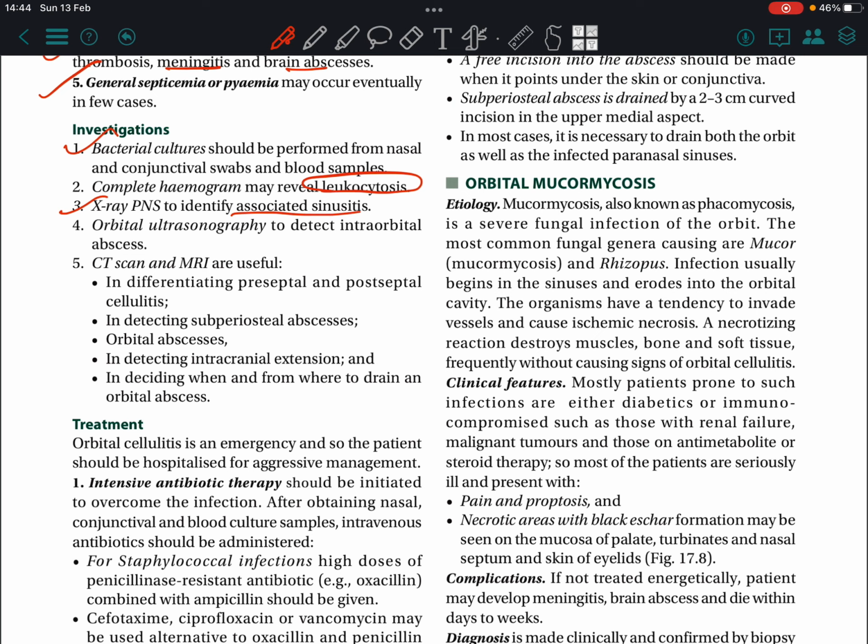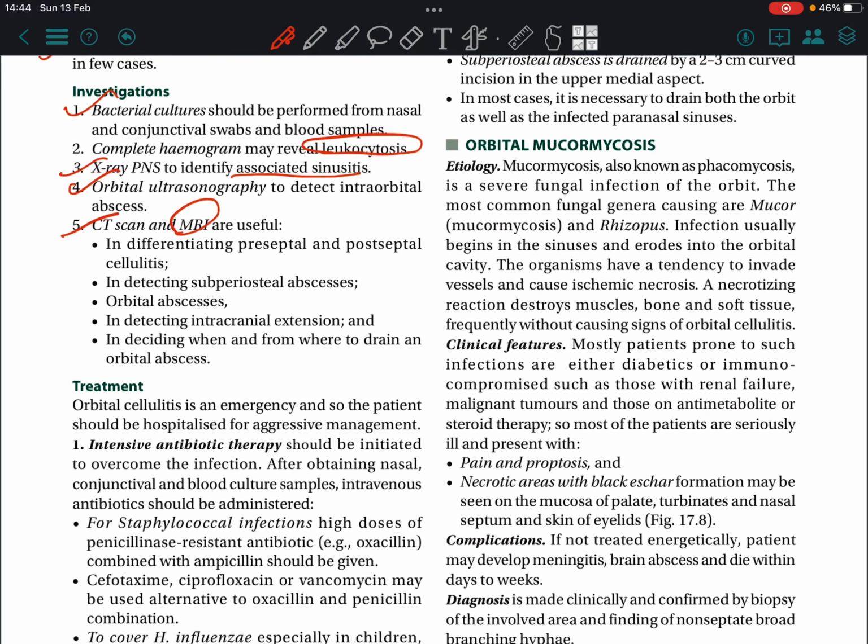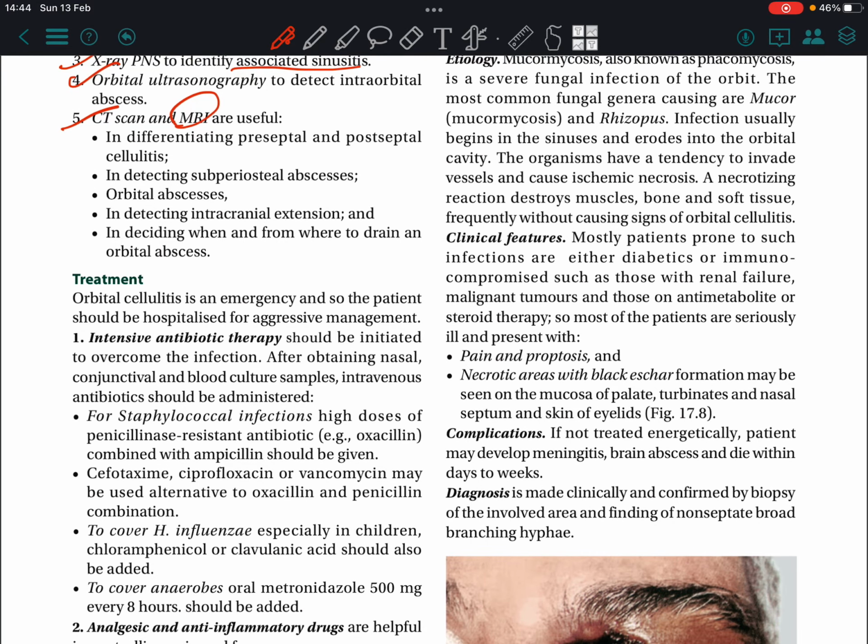Then orbital ultrasonography to detect intraorbital abscess. CT scan and MRI are useful in differentiating preseptal and postseptal cellulitis, in detecting subperiosteal abscess, orbital abscess, in detecting intracranial extension, and in deciding when and from where to drain an orbital abscess.